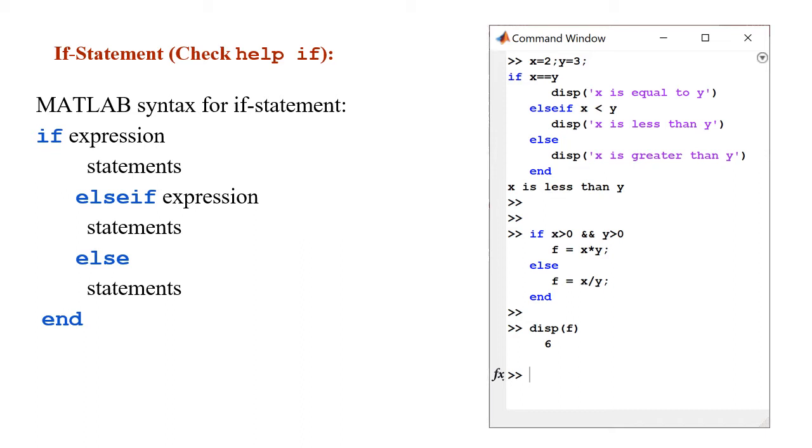And then in the mid part, you have the else if statement, followed by a conditional expression. If that condition is met, you want to execute the next set of statements. And finally, you have the else part, which is the default part of the control structure. And finally, the keyword end to indicate that this is where the if statement concludes. Notice that elseif is simply just one word without a space in it.